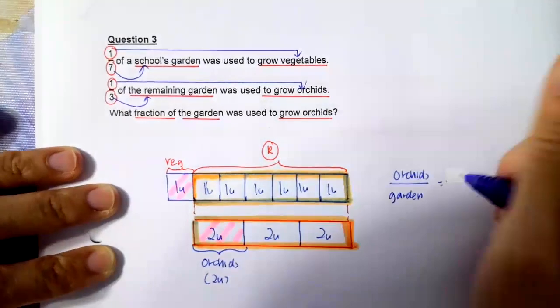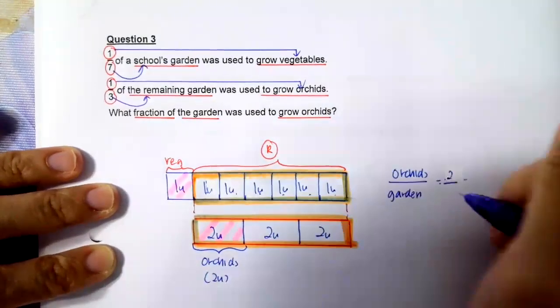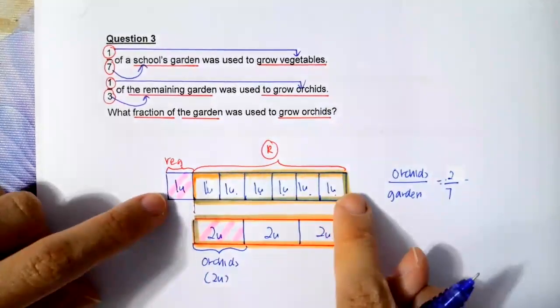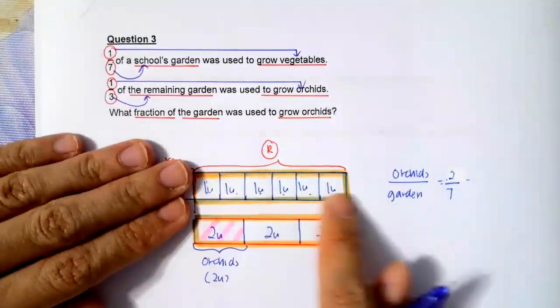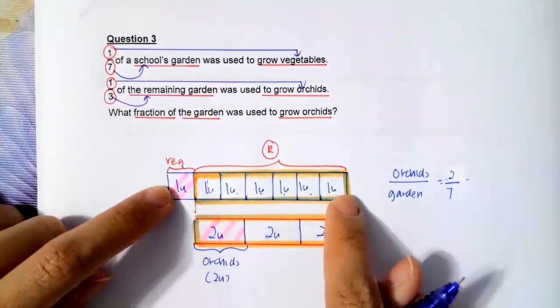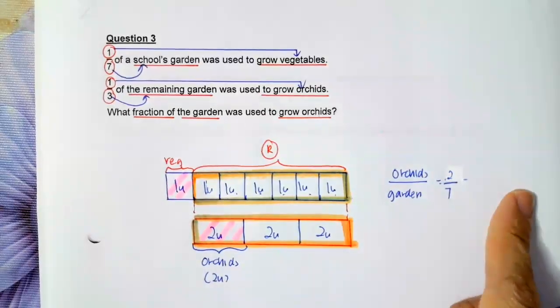And then my garden is just 1, 2, 3, 4, 5, 6, 7. 7 units. When I'm talking about the garden, I'm talking about the whole garden. If you're only going to write 6, it's only the remainder. So you must count everything in. It's my entire garden here. So my answer is just 2 out of 7. Okay, that's it.